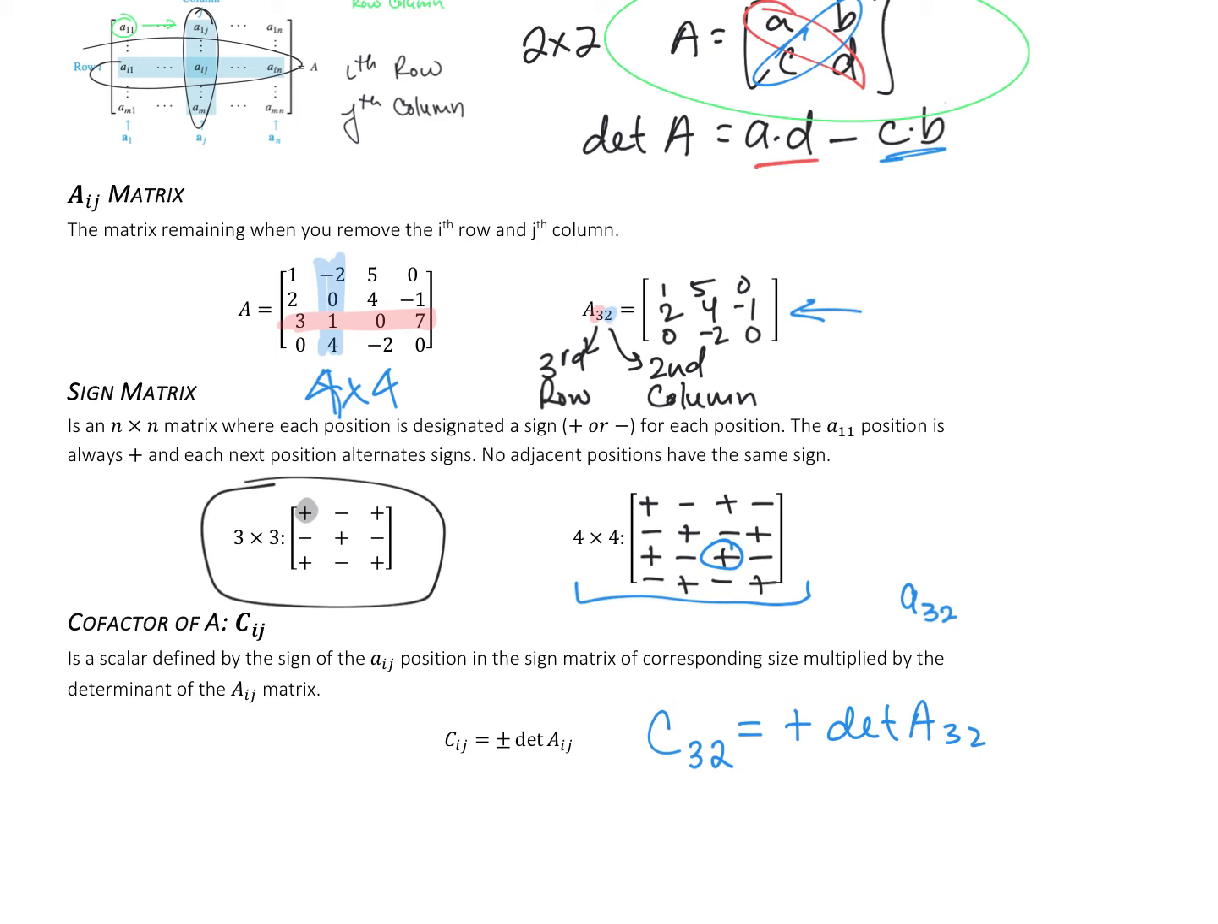Now we'll get into what that determinant is in just a minute, but that's sort of the idea here. So the determinant itself might be positive or negative, and that's not what the sign matrix is controlling. The sign matrix is just controlling whether or not that determinant itself is multiplied by a positive or a negative number. Hope that's clear.